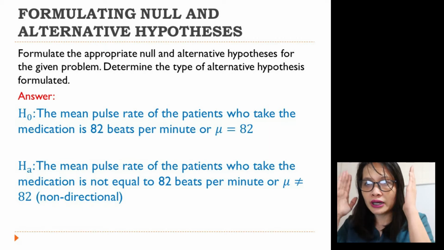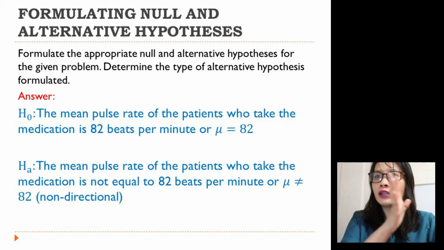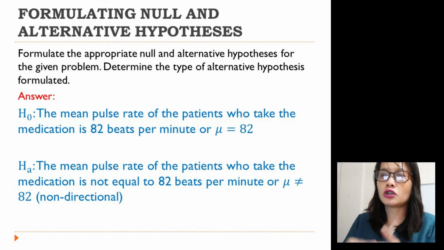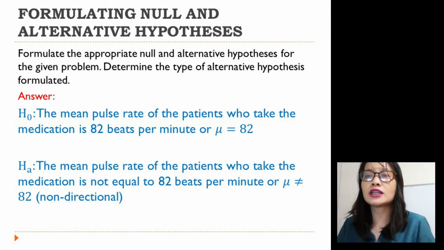Okay? So try to examine the symbol because we need the symbol in determining kung two-tailed test ba siya, one-tailed, or right or left-tailed. Okay? So in here, your HA, mu, is not equal to 82. So that's non-directional. Okay? Next, number 2.